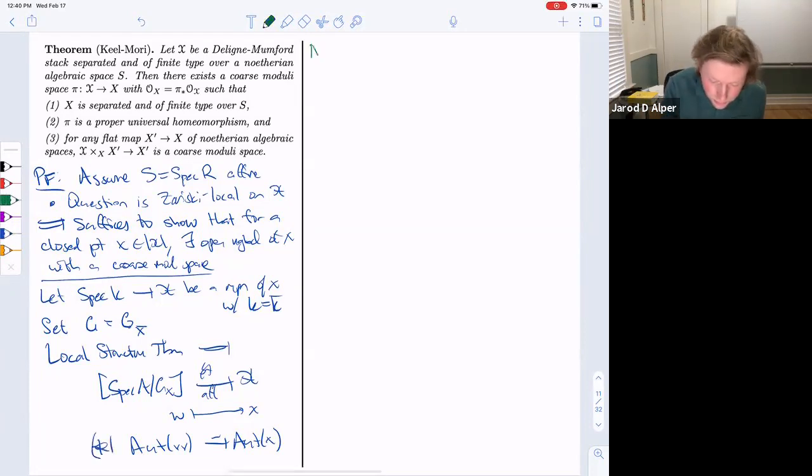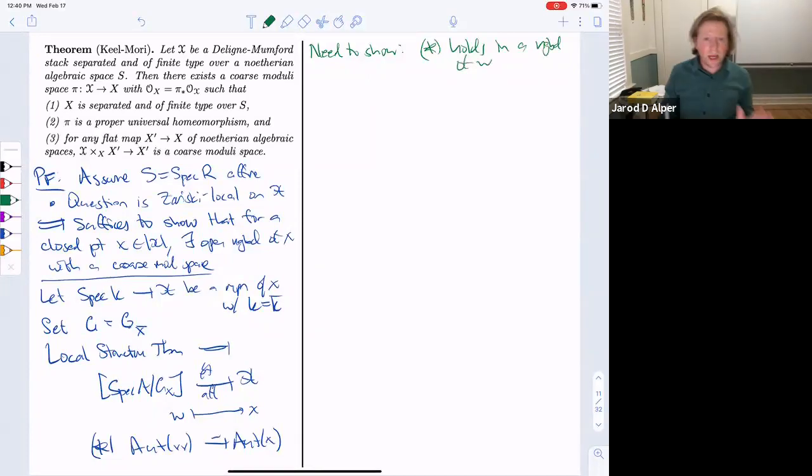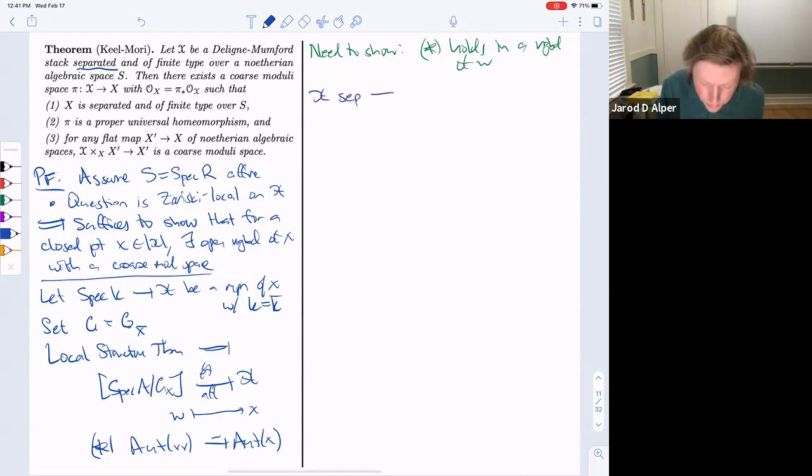And so what the heart of this argument is showing, let's call this condition star, we need to show that this condition star holds also in a neighborhood of W. Or, given that it holds at a single point that induces an isomorphism of stabilizer groups, we want to know that it actually holds in an open neighborhood. And this is where the separatedness hypothesis is coming in. So X is separated. Well, what does that imply?